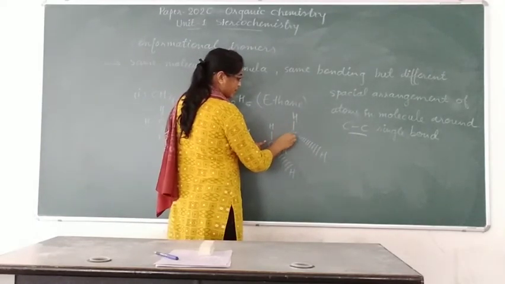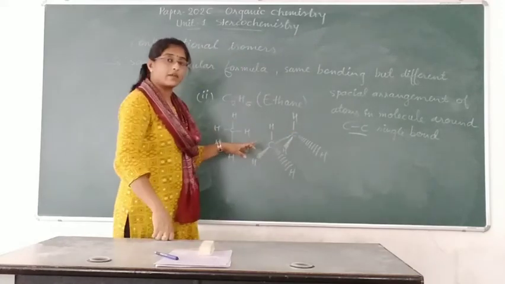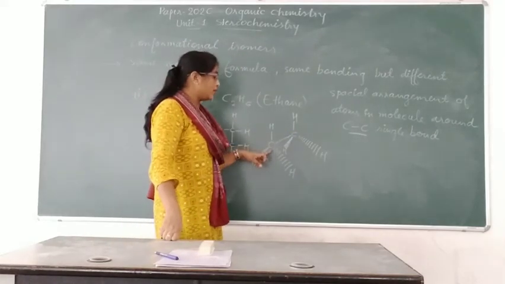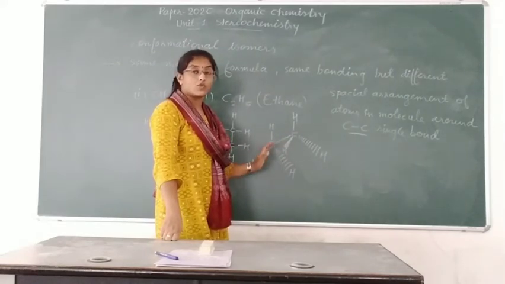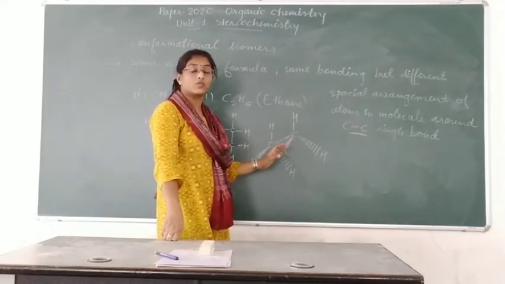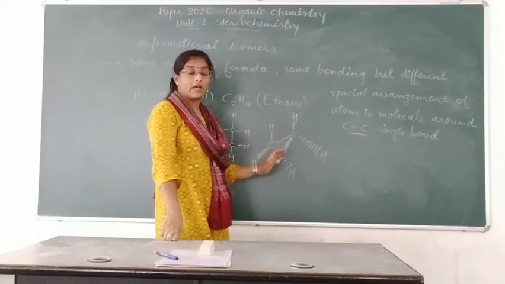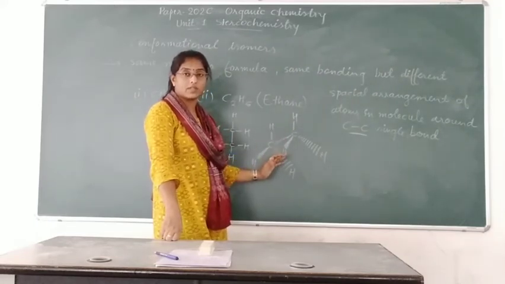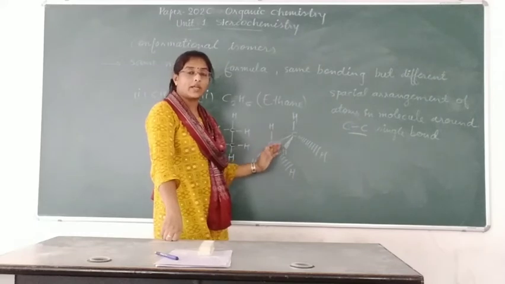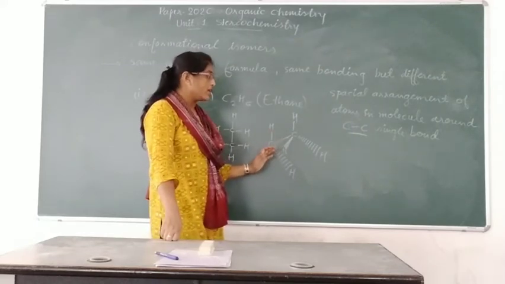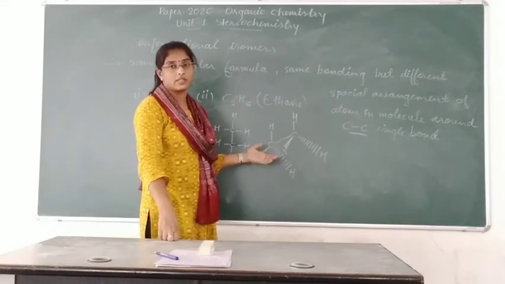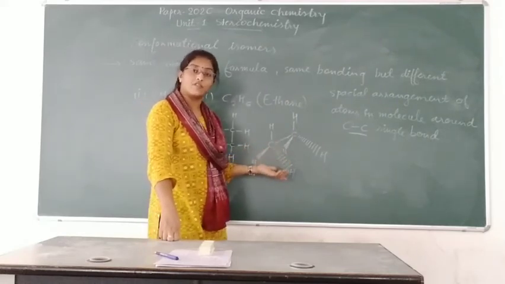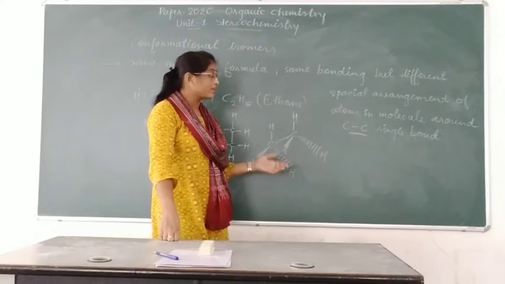So the requirement is only a minimum of one C-C single bond. There should be one C-C single bond so the molecule can have conformational isomers, right? If a C-C single bond does not exist, there is no existence of conformational isomers, right?